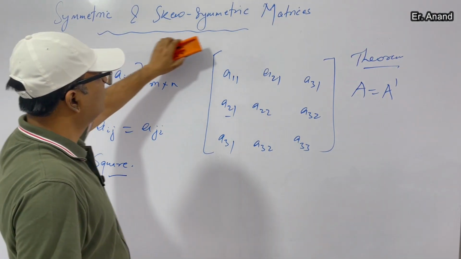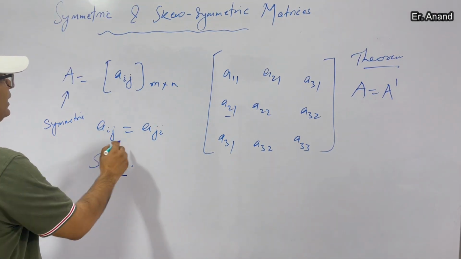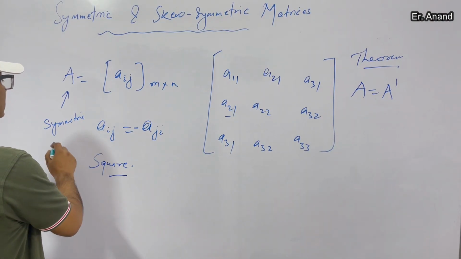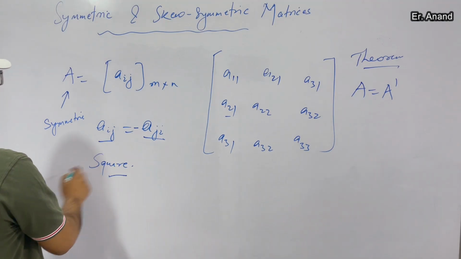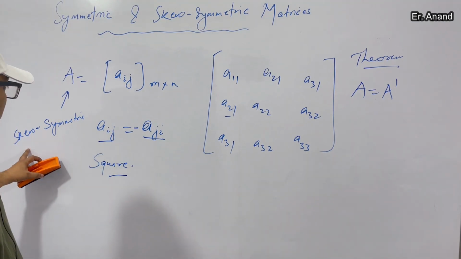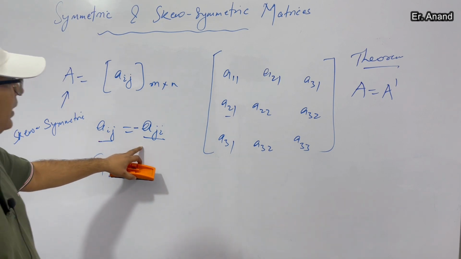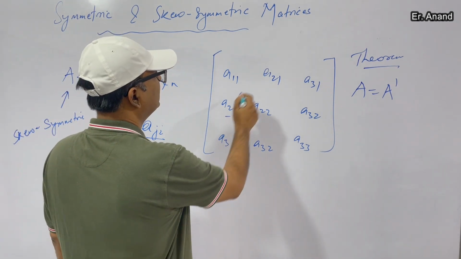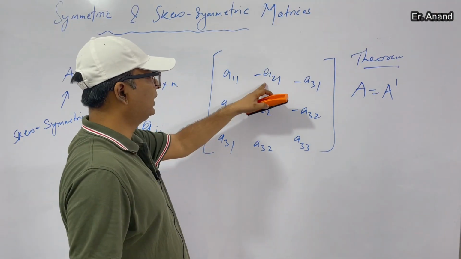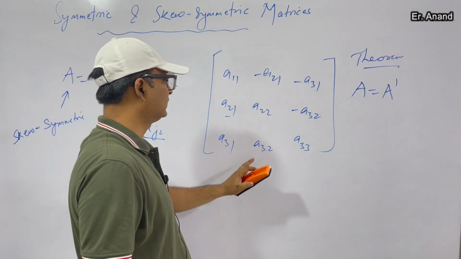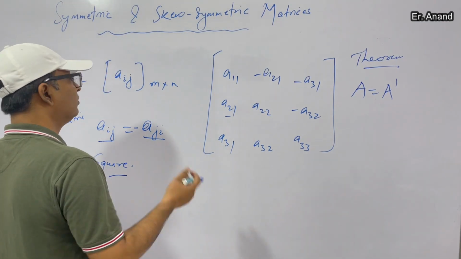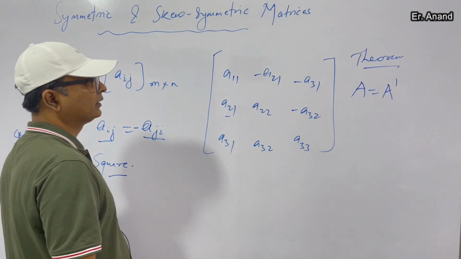Now here, very simple, if Aij is equal to minus Aji, if in a square matrix Aij is minus Aji, we call it a skew matrix. See, skew matrix. Aij is minus Aji. That is, if this is minus of this, this is minus of this, this is minus of this, then that matrix is called a skew matrix. Clear?